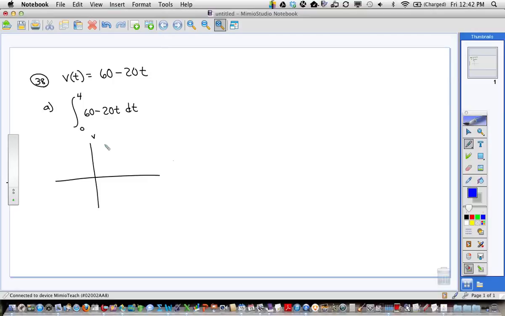So here's our velocity curve. 60 is its y-intercept. You just need to be able to know that, okay, this would be a slope of negative 20. So it'll be down 20 over 1, down 20 over 1, down 20 over 1. So it's going to cross here at 3. Okay, something like this for a velocity curve.